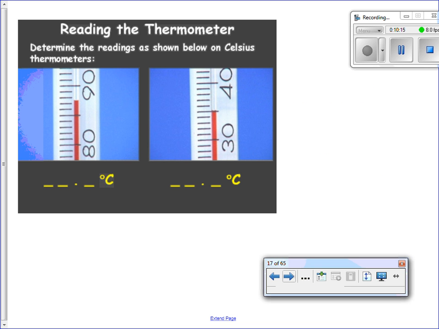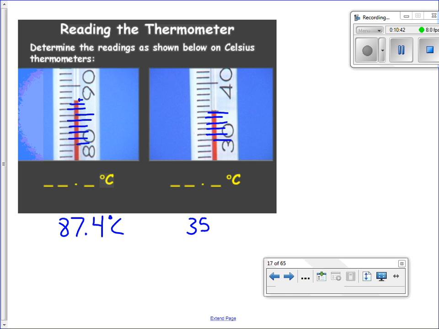Reading thermometers, you do that the same way. If we look on here, we have 80, 81, 82, 83, 84, 85, 86, 87. So we know 87 for sure, but we have to carry it one place past that. It's right here, kind of in between there. I think that's about 0.4, so 87.4 degrees Celsius.